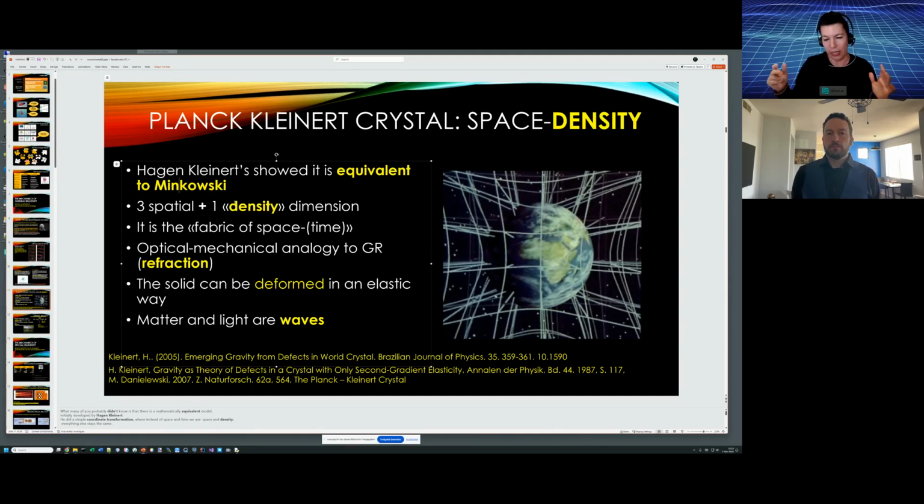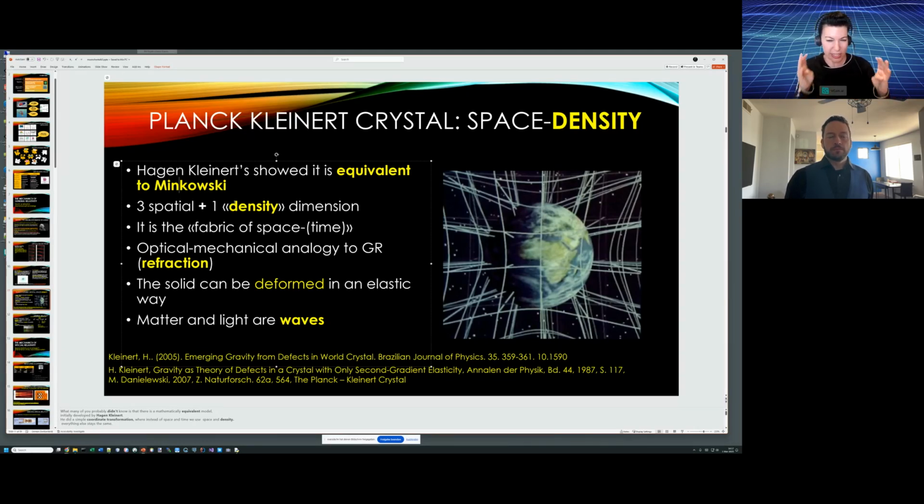So you can imagine a big pudding sitting on your table, right? Of course, he calls it a crystal, but it doesn't have to be a crystal. I guess the word crystal just sounds cool. It could be some kind of jello-like thing, but it's based on the properties. It's got to be really stiff, because you're going to have to get the speed of light. So he has shown that you can map this. It's just a coordinate transformation.